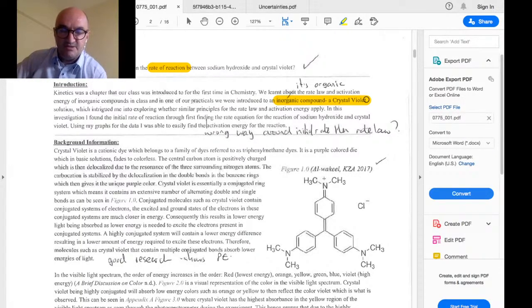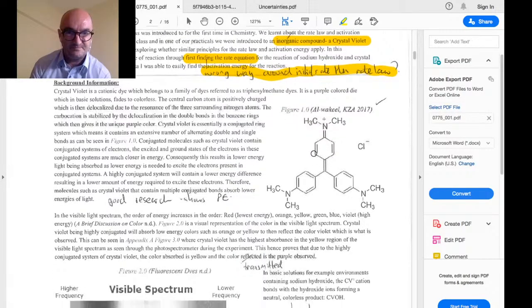It doesn't immediately make me want to mark it down, but it does raise a question mark in my head about any further errors, and how much personal engagement this student has got. In the investigation, she found the initial rate by first finding the rate equation, and I'm scratching my head thinking, surely you find the rate first and then you find the rate equation. So it seems to be back to front, so I put it down here the wrong way around. It should be the initial rate, then the rate law.